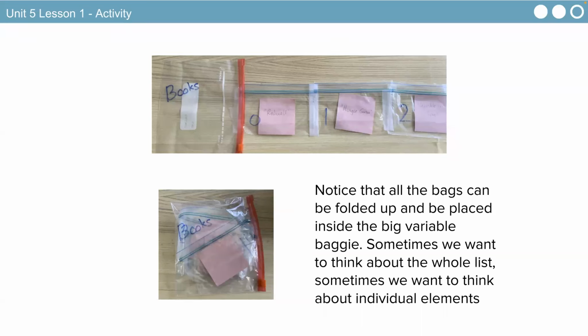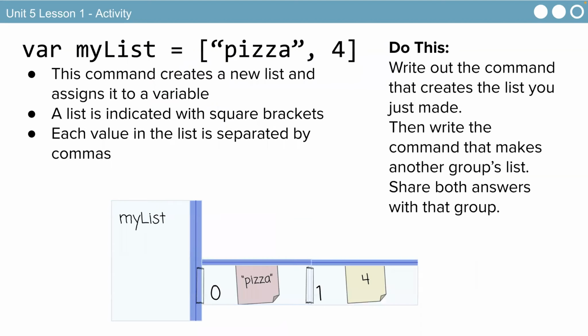So we could fold up all the bags and place them inside the big Ziploc bag. The reason we would do that is sometimes you want to do something with the whole list, and sometimes you want to do something with just one of the elements in the list. Does that make sense? Like Dane has the contents of his backpack. Sometimes he wants to do something with the whole backpack, and sometimes he just wants to do something with the folder inside of the backpack. So you'll have different programs that want to do different things.